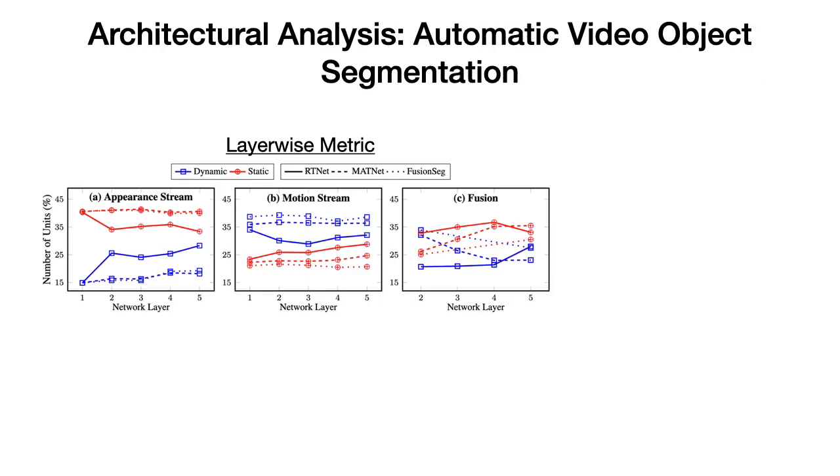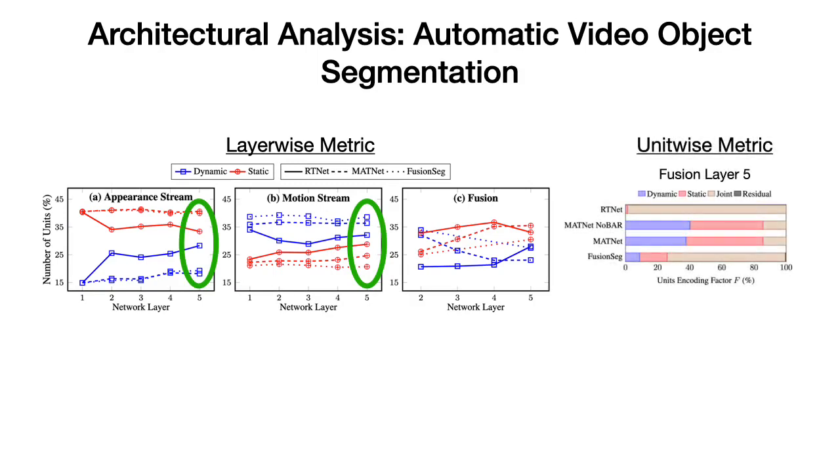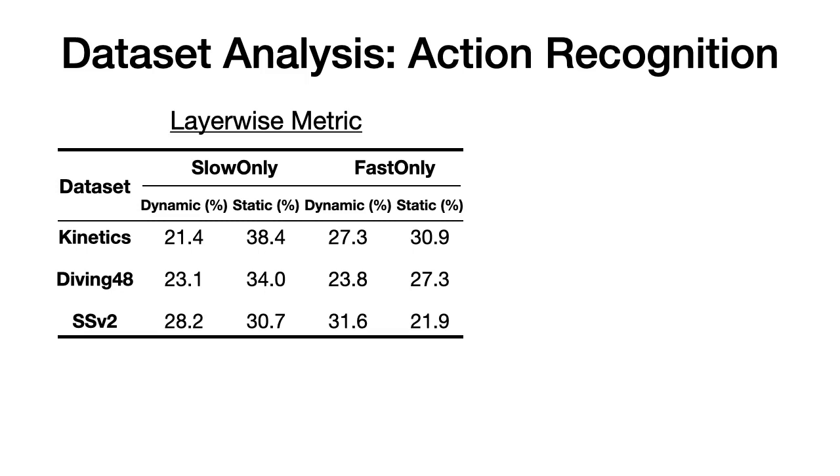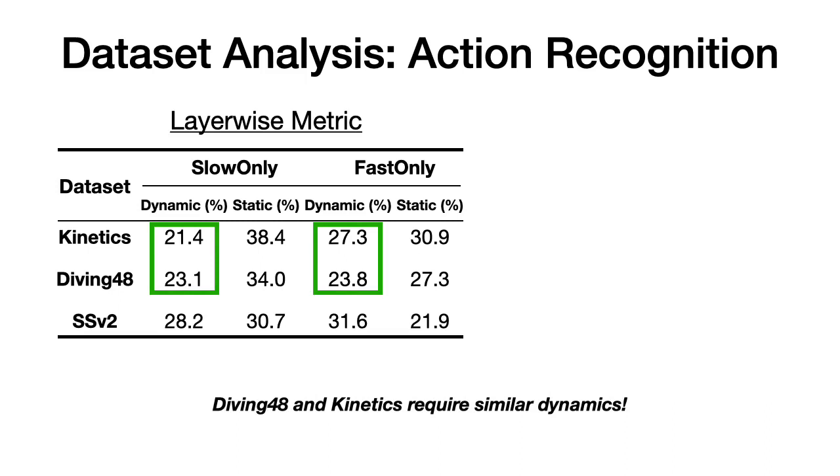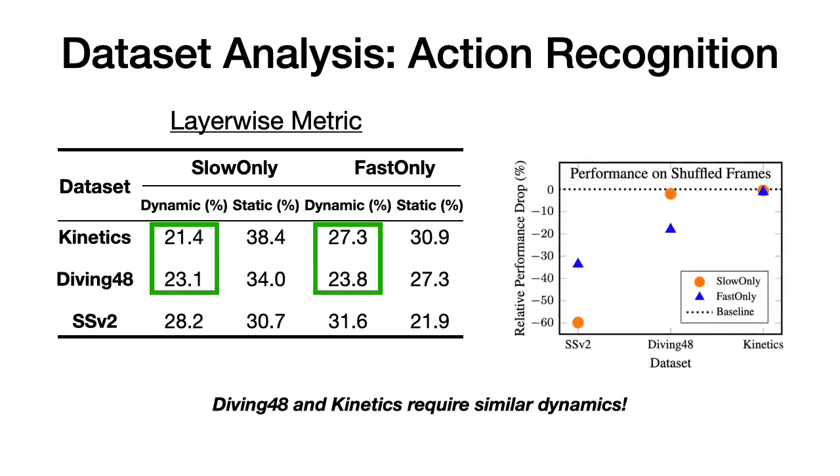For VOS, each stream is biased towards its corresponding factor at the last layer. The unit-wise metric reveals that both our TNet and FusionSeg produce mainly joint units, while MatNet has a more even distribution of static and dynamic units. Looking at action recognition datasets, we found that models trained on Diving 48 encode a similar amount of dynamics as Kinetics. To confirm this finding, we train models on videos with shuffled frames and calculate the relative performance. We observed that SSV2 has a much larger drop than Diving 48 and Kinetics, suggesting it is a better dataset to use to evaluate a model's ability to encode dynamics.